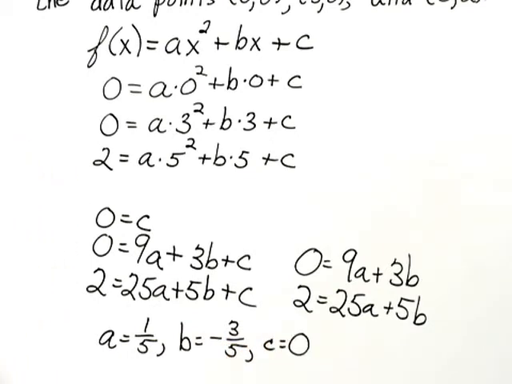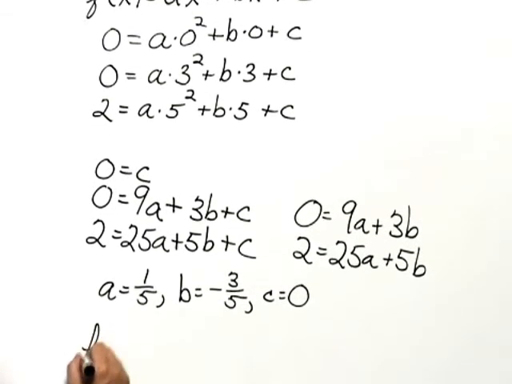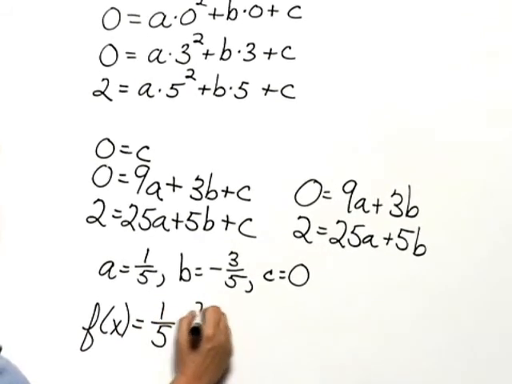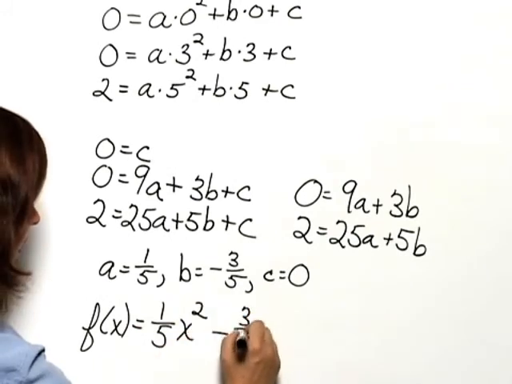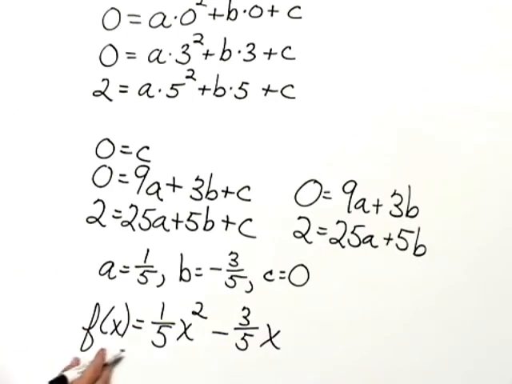Now the very last step, since we're asked to find the function, is to substitute these numbers back in for a, b, and c in the general form of the quadratic function. So we have f(x) = ax², which would be 1/5 x², bx would be -3/5 x, plus c would be plus 0, which we don't need to write. So this is the quadratic function that fits those data points.